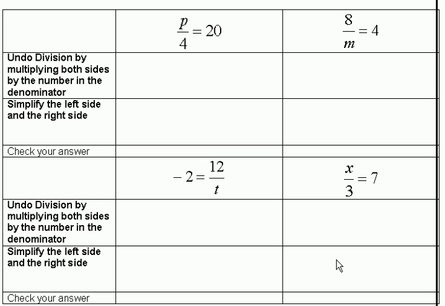Welcome to solving equations algebraically using division. Let's look at our first example. Some number p divided by 4 equals 20. Well, let's think about that logically.